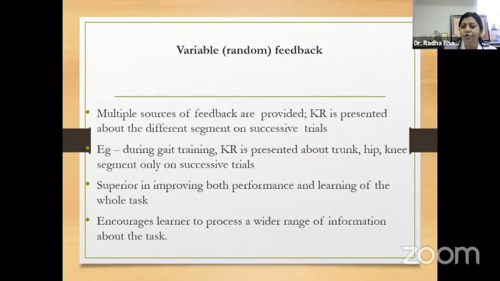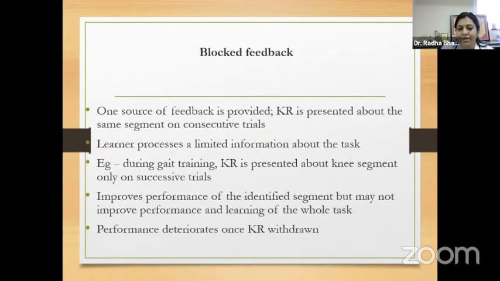But the blocked feedback is more or less, again, the problem with that is the performance deteriorates once the knowledge of result is withdrawn after this. So there are advantages, disadvantages of each and every one. That is the reason I said in the beginning that we need to choose it wisely, and it should be patient wise and patient's performance wise.